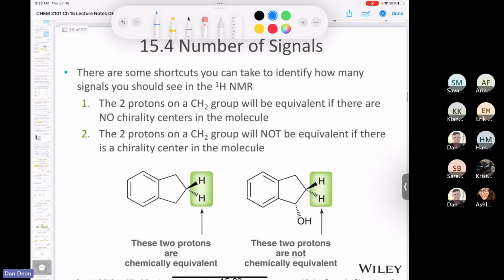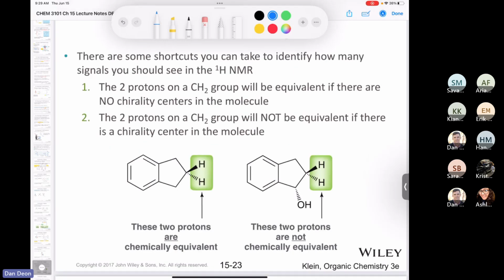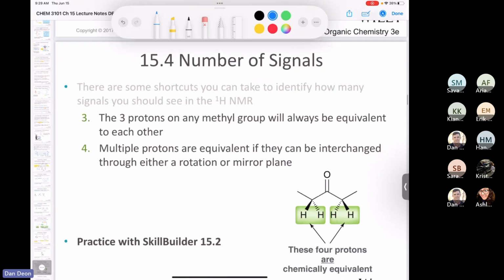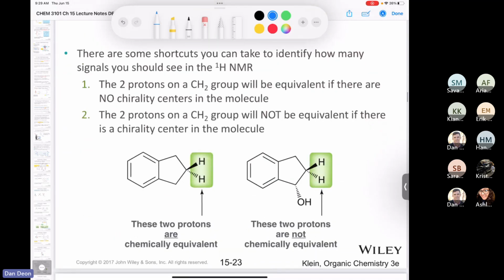So the book even says you don't have to drive yourself crazy looking for all kinds of axes and planes of symmetry. There are some shortcuts you can take to determine whether protons are chemically equivalent or not. Here we go. I'll do it in the order that they're listed here. So here are the shortcuts.